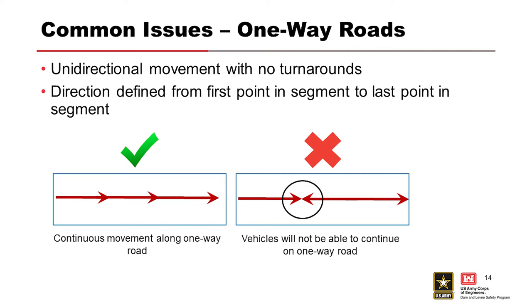To help identify one-way roads and check for issues, add your road network to the map window, right-click on it, and select Properties. Then check Draw and Arrow. One-way segments will appear in red unless changed in properties, and all other roads will appear in black.